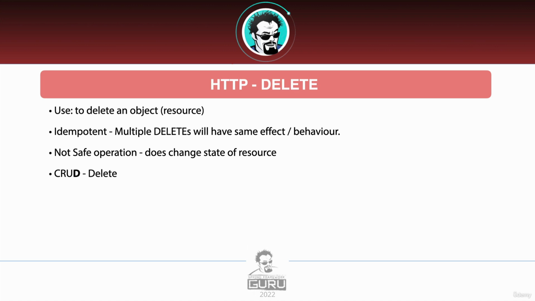Then finally, we have HTTP DELETE. This is going to delete an object or a resource. This is idempotent. Multiple deletes will have the same effect and behavior. Not a safe operation because it does change the state of a resource. And then finally, you can see here, this is the final CRUD. This stands for the D in CRUD, which is a delete operation.